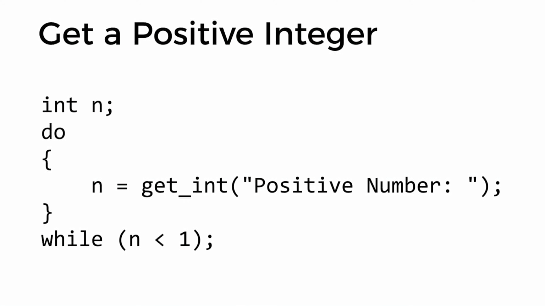And we're going to keep repeating this while n is less than 1. In other words, after we've run this code, we're going to check, is n less than 1? In other words, is it not a positive integer because it's less than 1? And if so, then we should reprompt the user, asking them to type in a positive number again, and keep doing this over and over and over until we get a positive integer.